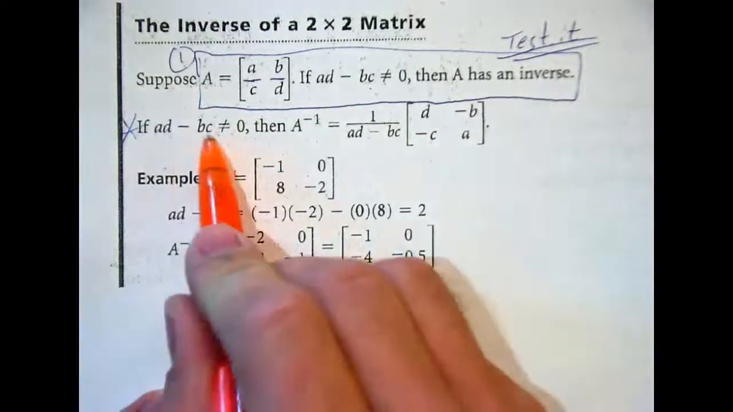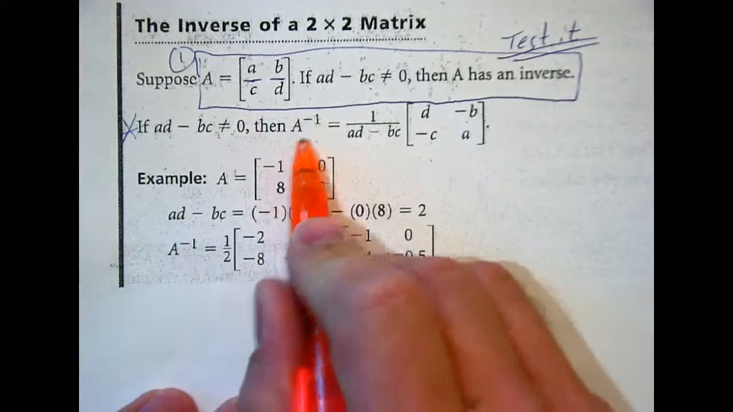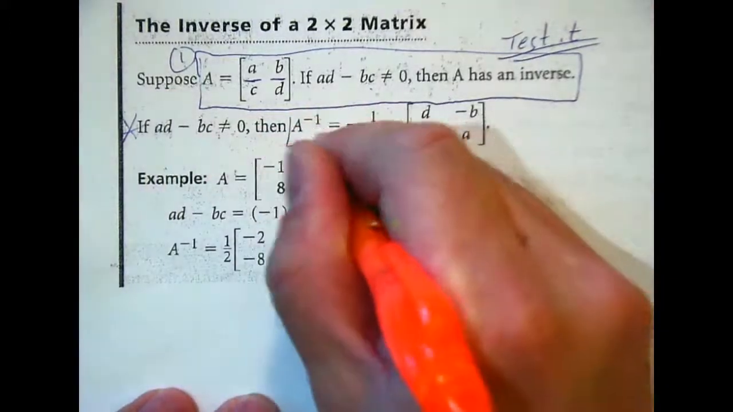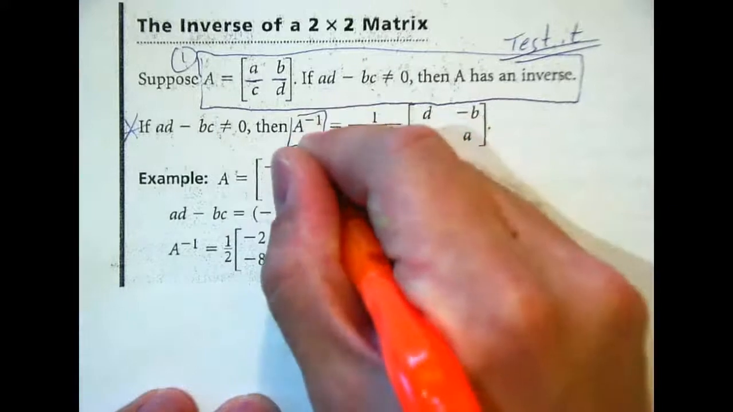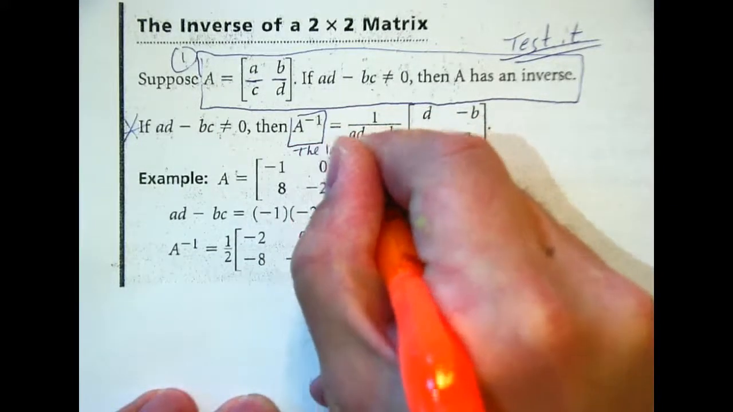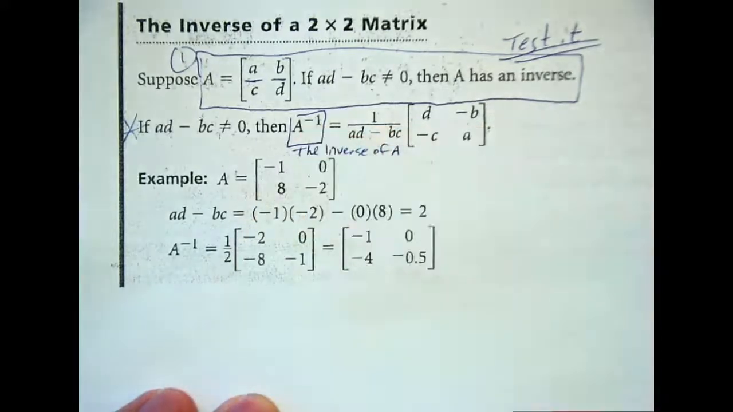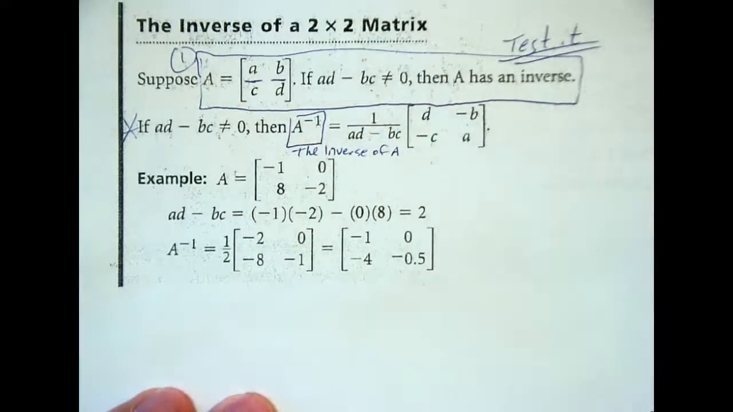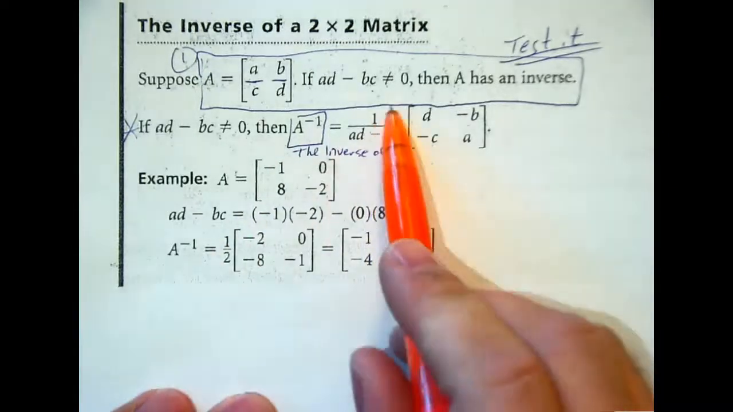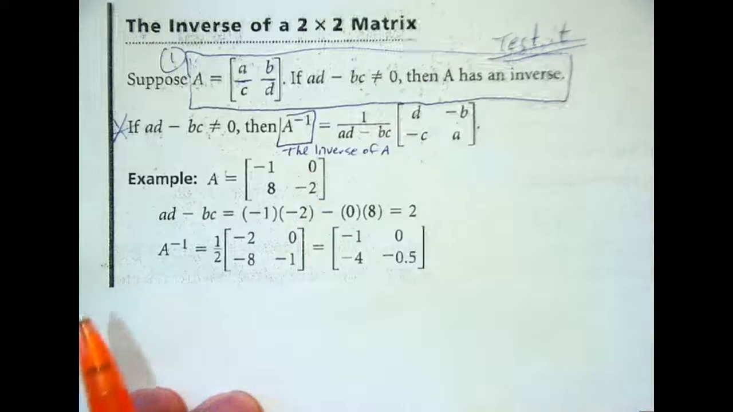If AD minus BC is not zero, so if it has an inverse, then the inverse of A, that's how you read that. That says the inverse of A. So make sure you know how to speak math. Anytime you see a negative 1 up in the power, that means the inverse of. The inverse of that is equal to this big mess. Let's let people get that copied down.